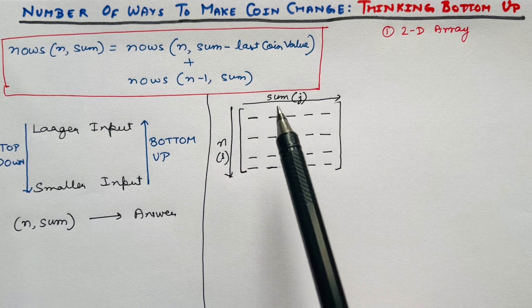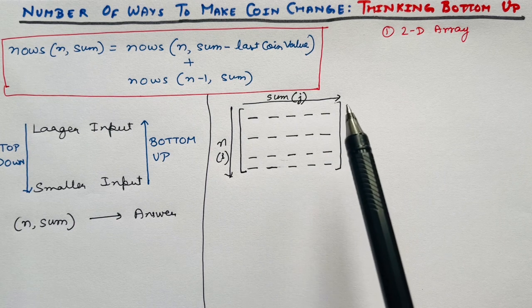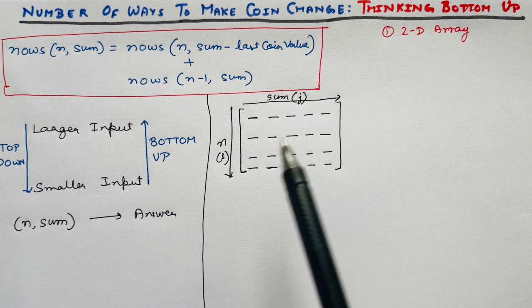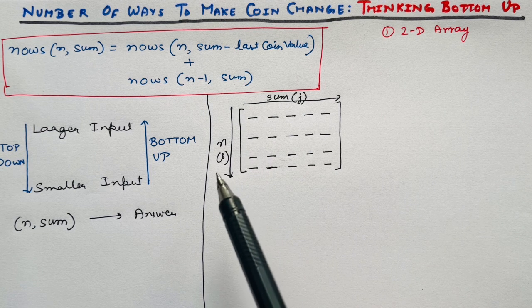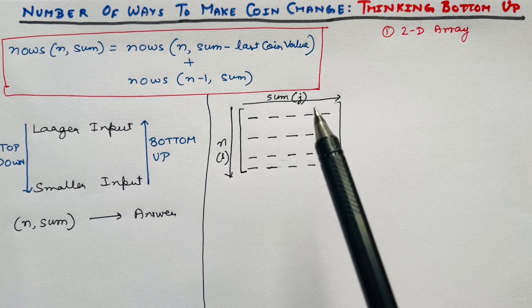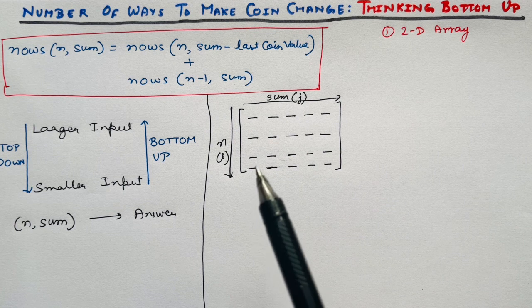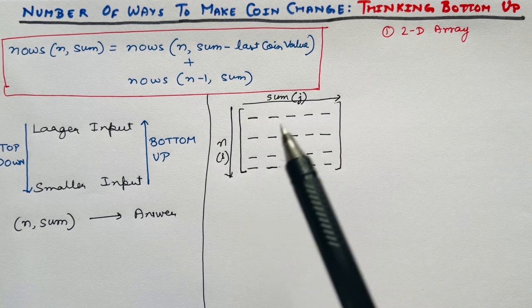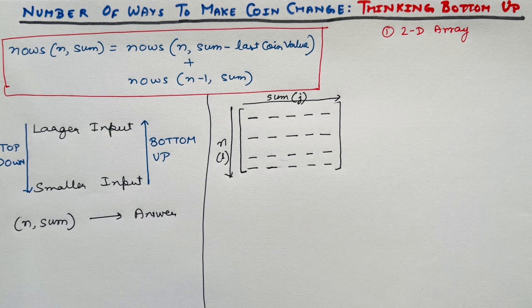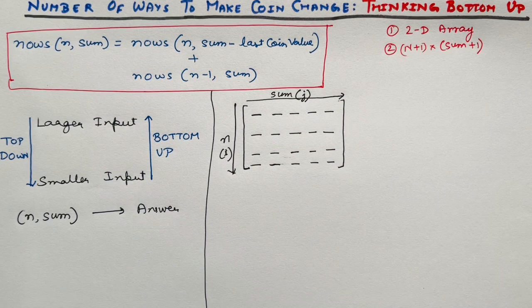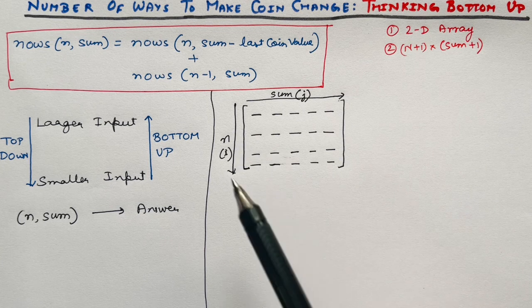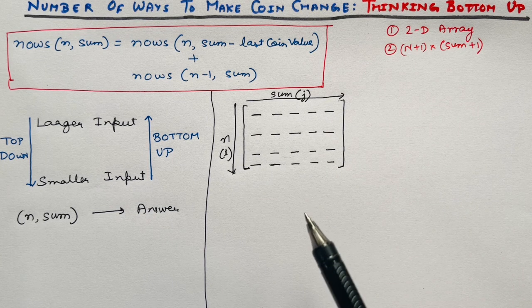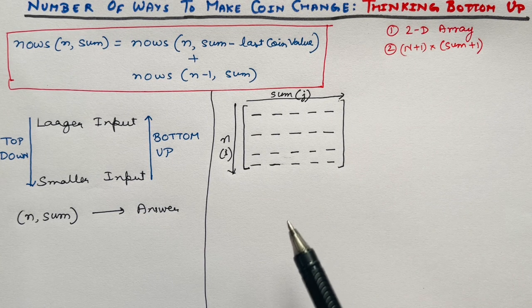And similarly, sum can range from j equal to 0 till j equal to sum. We are iterating over the rows by i and we will iterate over the columns by j. So now we have the dimensions of the matrix as well. Those are n plus 1 and sum plus 1. Now let's say if we had this matrix filled, do we have our final answer? Yes, our final answer will lie here.